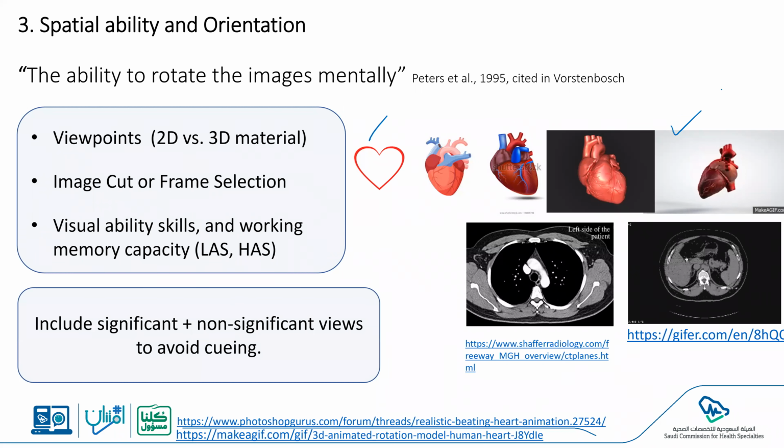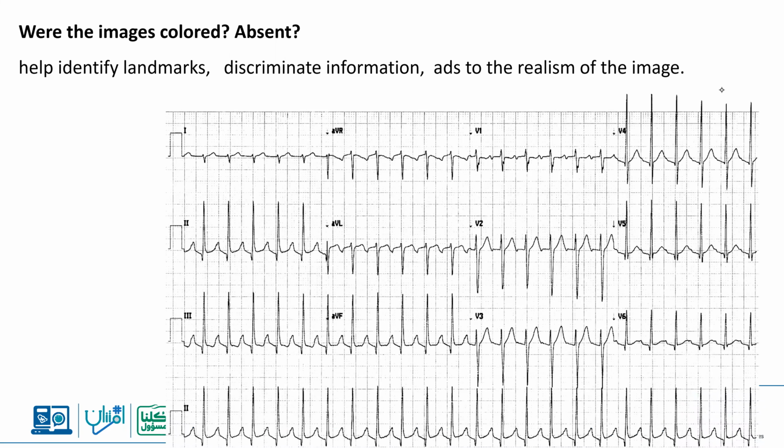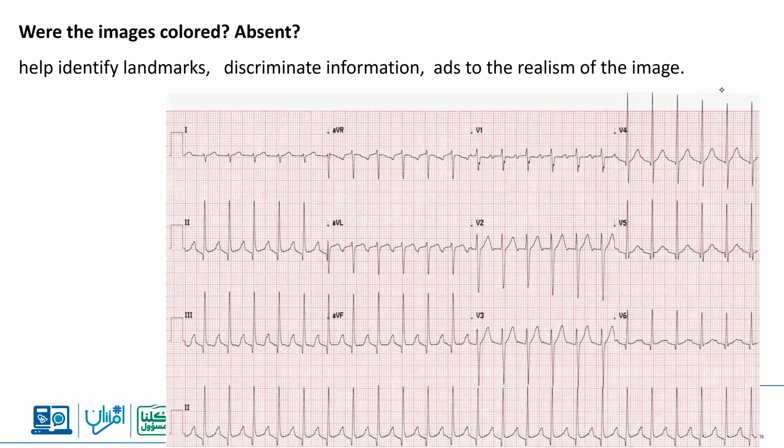Sometimes there's advice that you should include significant and insignificant views, like let's say CTs, so that you don't cue the students to the actual image. Of course, it's going to depend on the level and the purpose of your assessment or your teaching. So again, things to consider are the color, because it identifies landmarks and allows discrimination. You can see the difference between giving them something black and white or something where they can see the small squares and have a proper understanding of missing information.